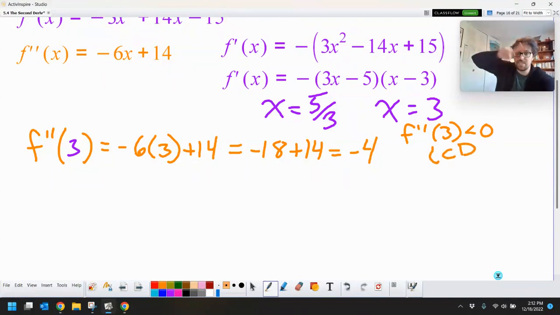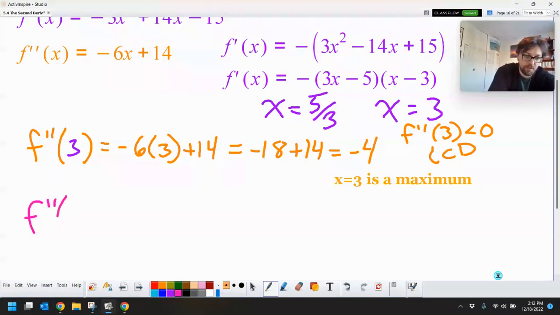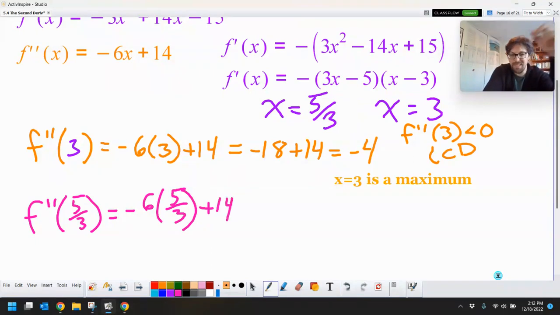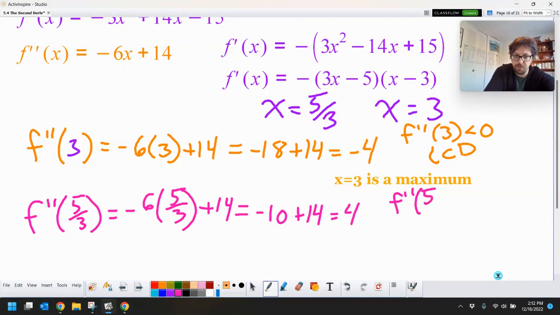And if we're concave down, that means that 3 is at the top of that mound, and 3 is a maximum. We can do the same trick with 5/3. f double prime of 5/3 is going to be -6 times 5/3 plus 14. That'll be -30 divided by 3, so that'll be -10 plus 14, which equals 4. So f double prime of 5/3 is greater than 0, so it is positive, and we are concave up.